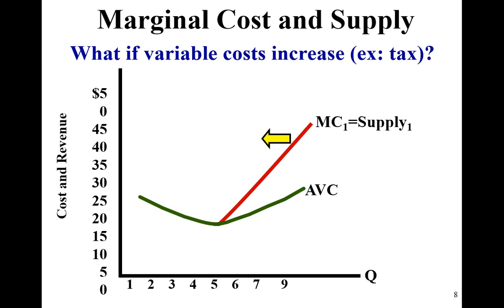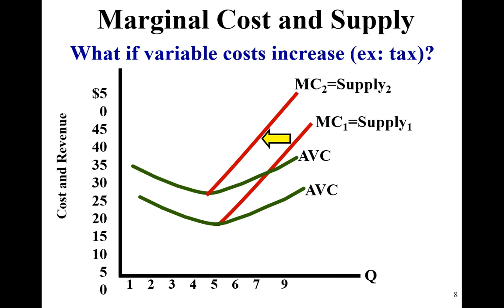So let's see both of these two work together in conjunction. Supply shifts to the left, average variable cost rises. Notice your supply is still only where it's above AVC. So we do the same thing. When marginal cost increases, supply decreases.